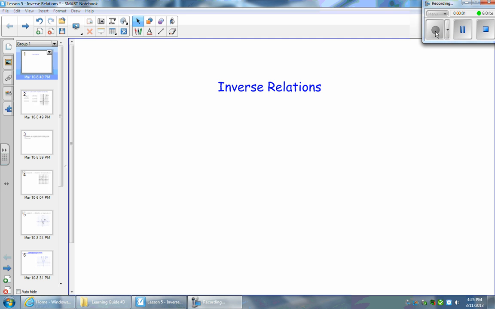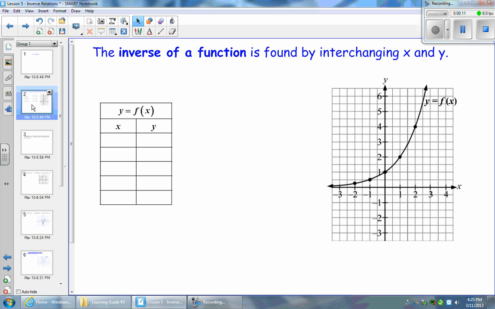All right, so in this lesson, I'm going to introduce to you an inverse relation. Given any function, you could find the inverse of it. And the inverse is quite simple. To find the inverse of a function, all you have to do is interchange x and y. What I mean by interchange is that you're going to switch those two variables around. And then your result is going to be what we call the inverse relation.